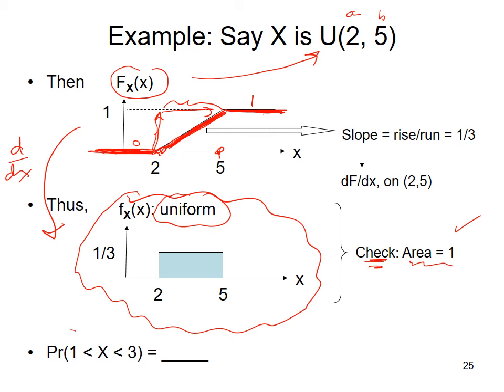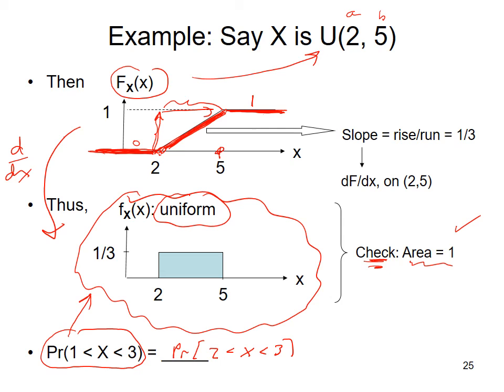Okay, so now I want to address this question at the bottom, the probability that x is between 1 and 3 using this graph up here. First thing I can do is I can say, well, x is never less than 2, right? Because all the probability lives between 2 and 5. So I'm going to change the question to the probability 2 less than x less than 3. Because again, x is never less than 2. I can see there is no probability to the left of 2.